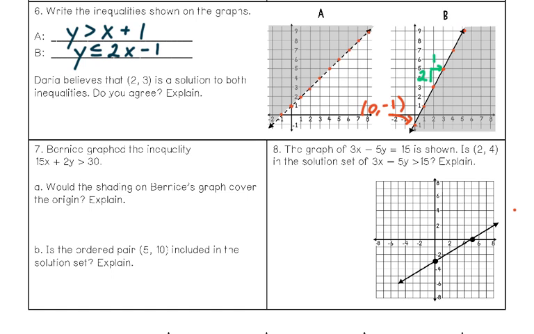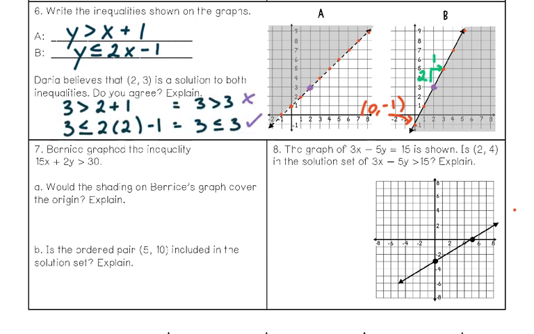Daria believes that 2, 3 is a solution to both of the inequalities. Do you agree? No, it's only a solution on graph B. You can check this 2 ways. One, you can do it algebraically and plug it into the inequalities. And if you see 3 is greater than 3, that's a false statement, so it's not included in the solution set. However, 3 is less than or equal to 3 is a true statement because 3 is equal to 3.